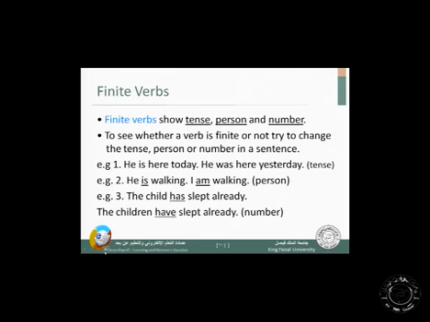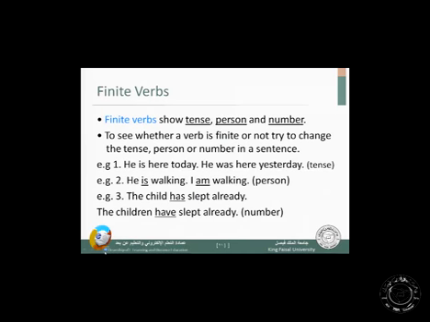If we change the tense, so here it is present, if we make it past, if we say, for example, "he was here yesterday," you will notice that the verb to be, is, changes because we changed the tense. When we refer to the past, we need to change the verb. So we say "he was here," okay? This means that the verb to be in this sentence is finite because it shows tense.